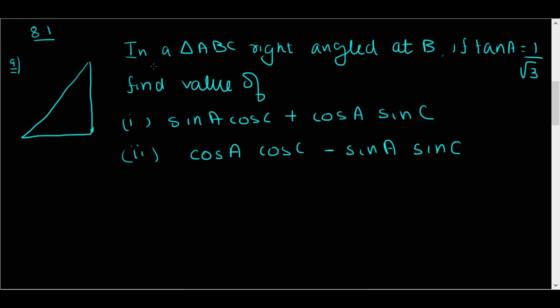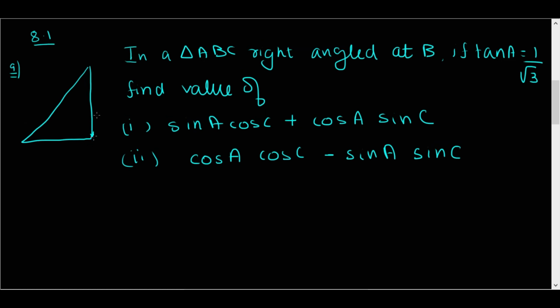8.1, ninth question. It's given that in a triangle ABC, right angled at B. So I have a triangle here, right angled at B. Wherever I have 90 degrees, that would be B. So I can have here A, B, C. If tan A is 1 by root 3, find the values of this and this.